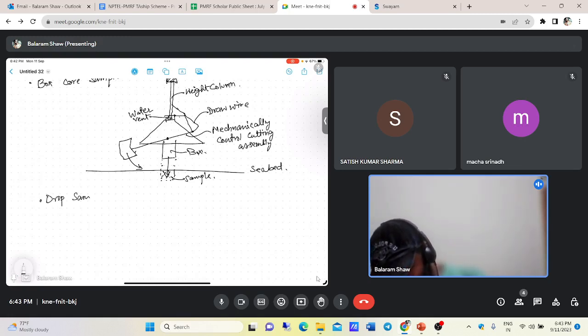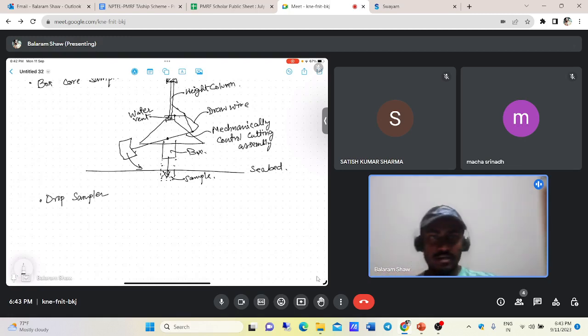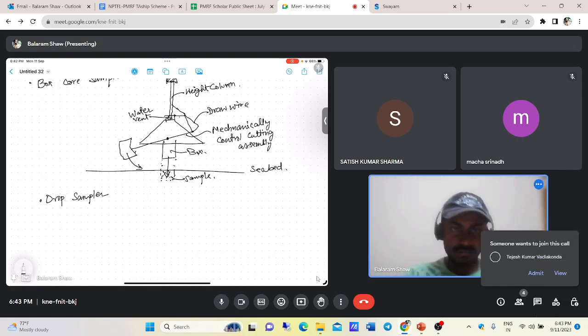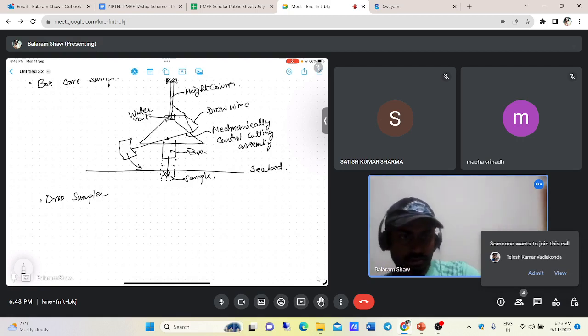So in drop sampler, simply there will be one steel tube and it will be hollow. It will be one tube of 6 to 8 meter length with some 100 millimeter of outer diameter, with some 80 to 85 millimeter of internal diameter, and there will be a cutting shoe at the edge.